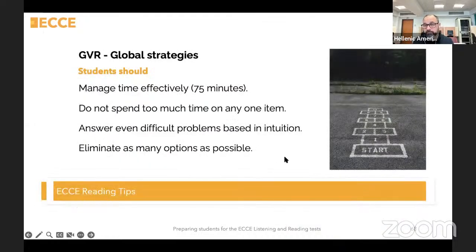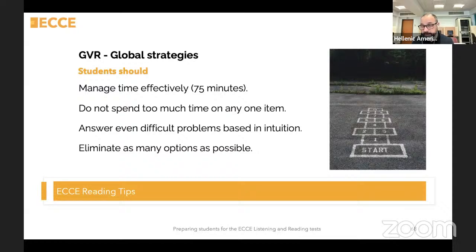Well, there are some global strategies that I'm sure your students are aware of. They need to be able to manage their time effectively when they're answering the questions in the grammar, vocabulary, and reading. It doesn't matter if they want to start with the reading. We see that this happens quite often. Students know that it will take them much less time to answer vocabulary and grammar questions. So they instead begin reading the reading part of the exam first.